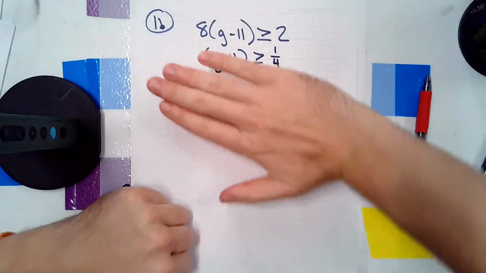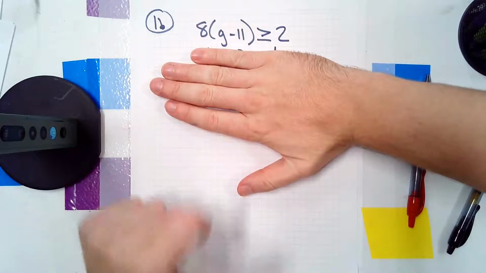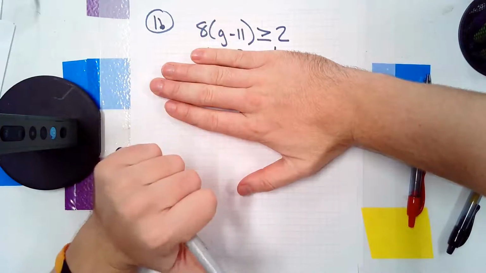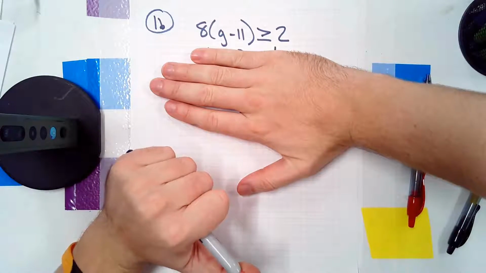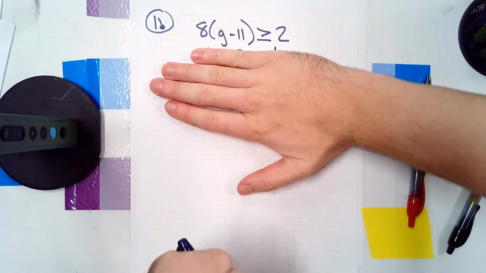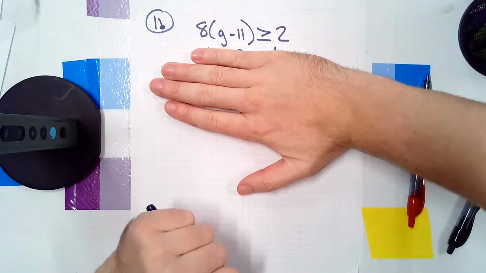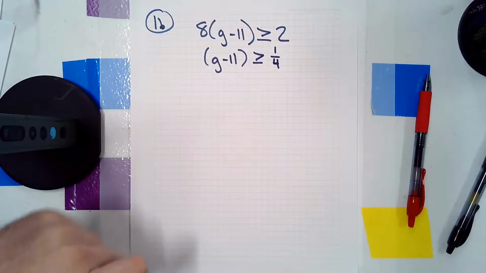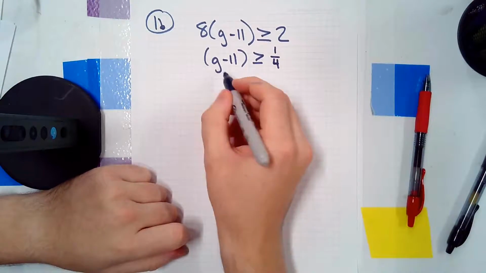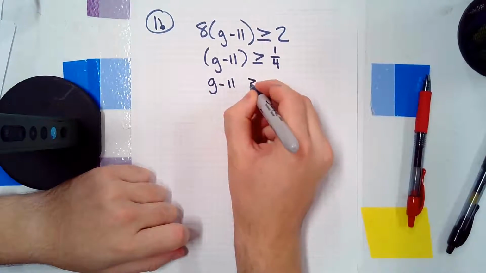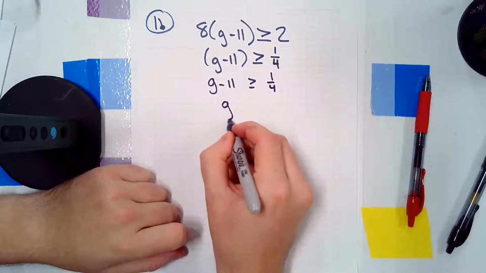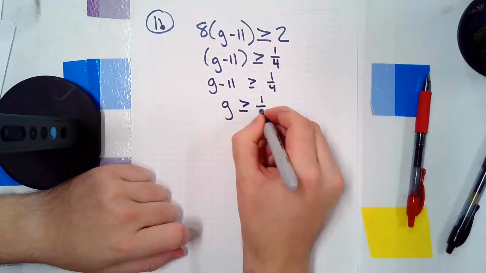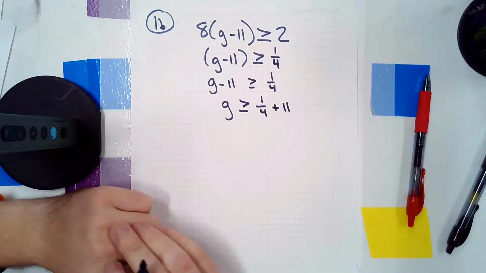The other way to do it is distribute the 8 first, so you get an 8G minus 88. Then we add the 88 over, we get 90, and then we divide by 8. Okay? I'm going to keep doing it this way. Now we have G minus 11 greater than a quarter. And I'm going to add 11 to both sides. And when I do that, I get this: a quarter plus 11.